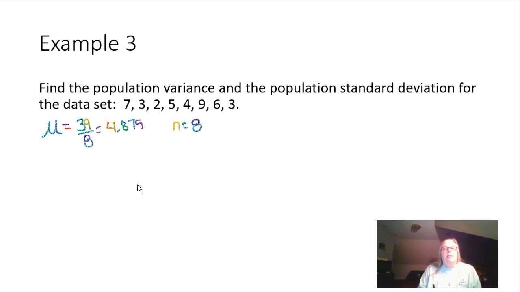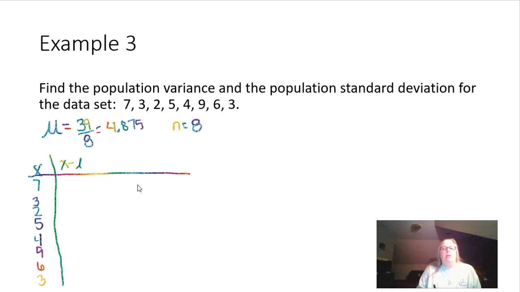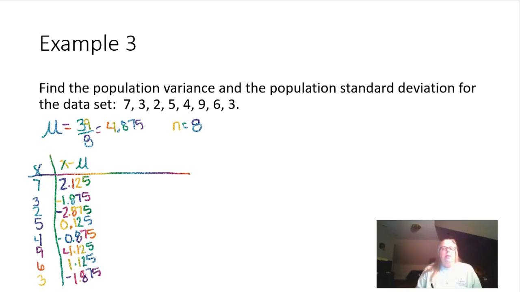Alright, let's see. Our data points here, we've got 7, 3, 2, 5, 4, 9, 6, and 3. It's going to be a little bit crammed here, but I think we can do it. Column 2, we're going to take each data point and subtract off that mean. Column 2 is completed. We have subtracted each one of the data points minus the mean for our data set here. Column 3, we are going to square all of those differences.